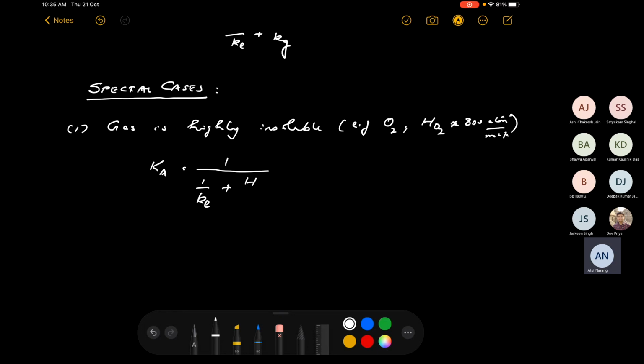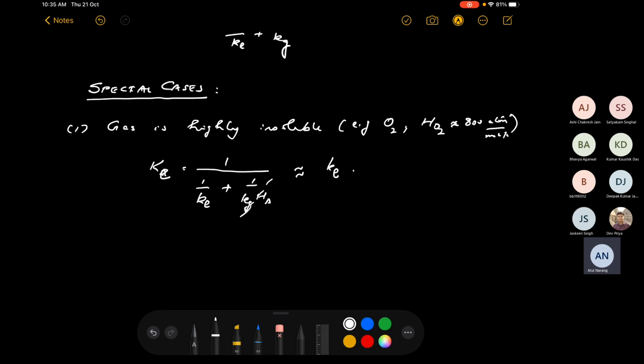Plus 1 over kg, 1 over kg, and this is HA. So if HA is large, we neglect this, and KL is approximately equal to small kl. Now, what am I saying here?